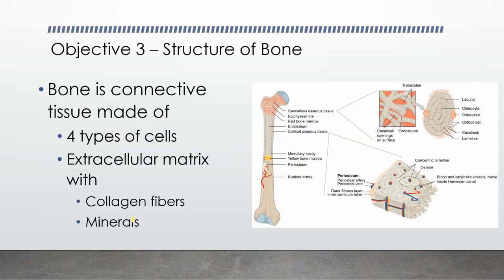All right, so more about the structure of the bone. Now we're going to get more to the microscopic anatomy, and we're going to take a look at the different types of cells and the extracellular matrix. There are going to be 4 different types of cells. We're going to take a look at those in a minute.